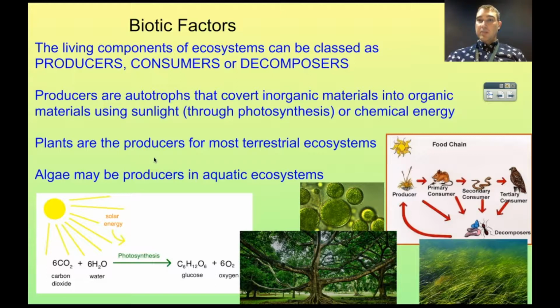Producers are very important because they provide food to at least the first level of consumers, and then other levels of consumers eat those first levels of consumers. So the plants are very important because they're the basis of the food chain. In aquatic ecosystems, it might be algae. Sometimes it's plants too, but it could be algae.